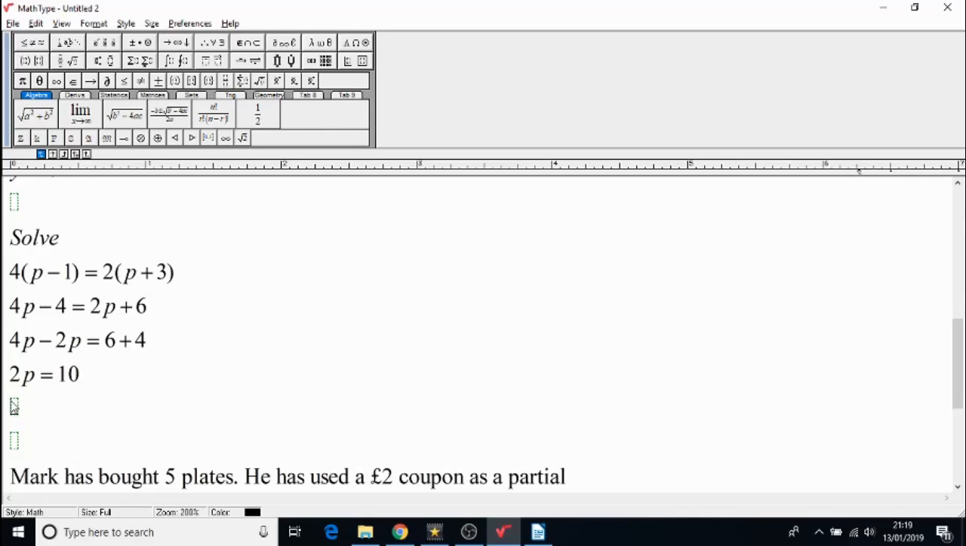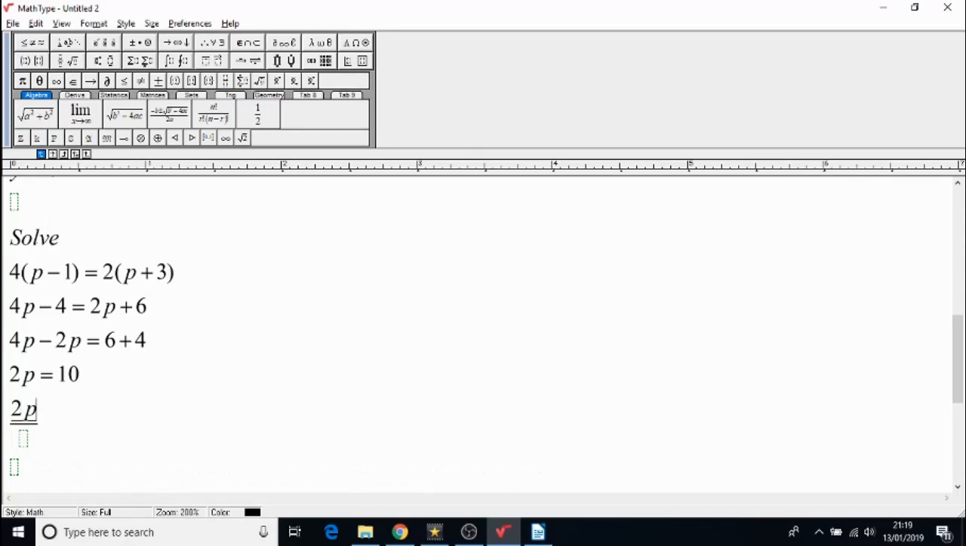Just like how we did in the previous problem, to get p on its own, we divide 2p by 2 just to get p on its own. And whatever you do to the left-hand side, you must also do to the right-hand side. 10 divided by 2. P is equal to 5.